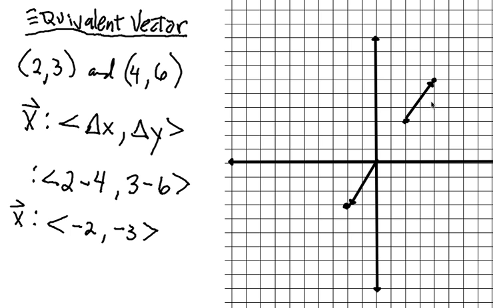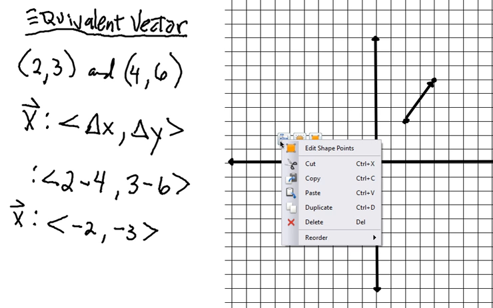I want you to look at these two vectors here. Okay? They have the exact same magnitude, but they have opposite directions. Well, the good thing is equivalent vectors do not have to have the same direction. They do, however, have to have the same magnitude.